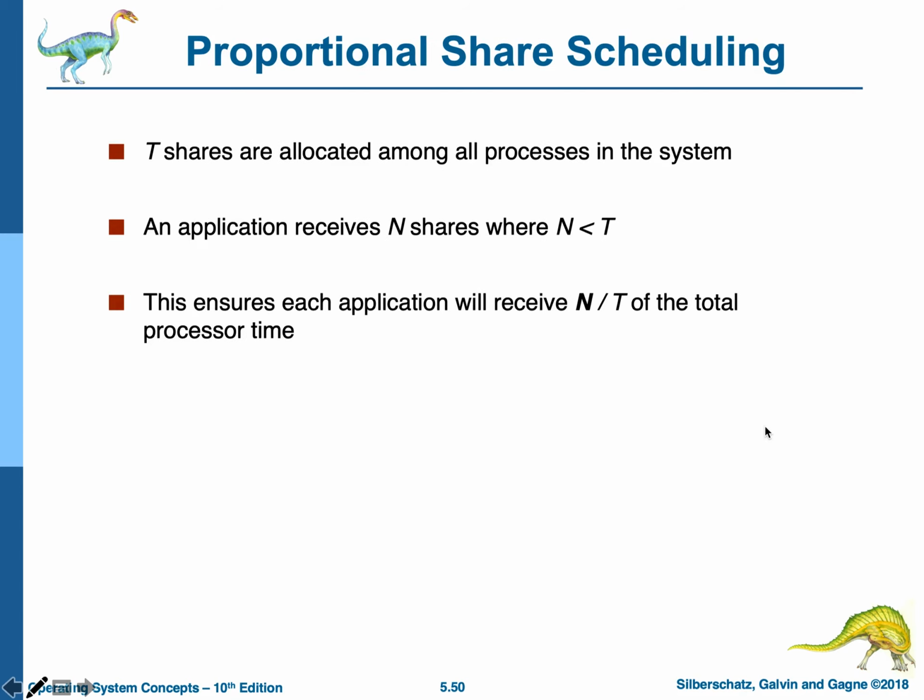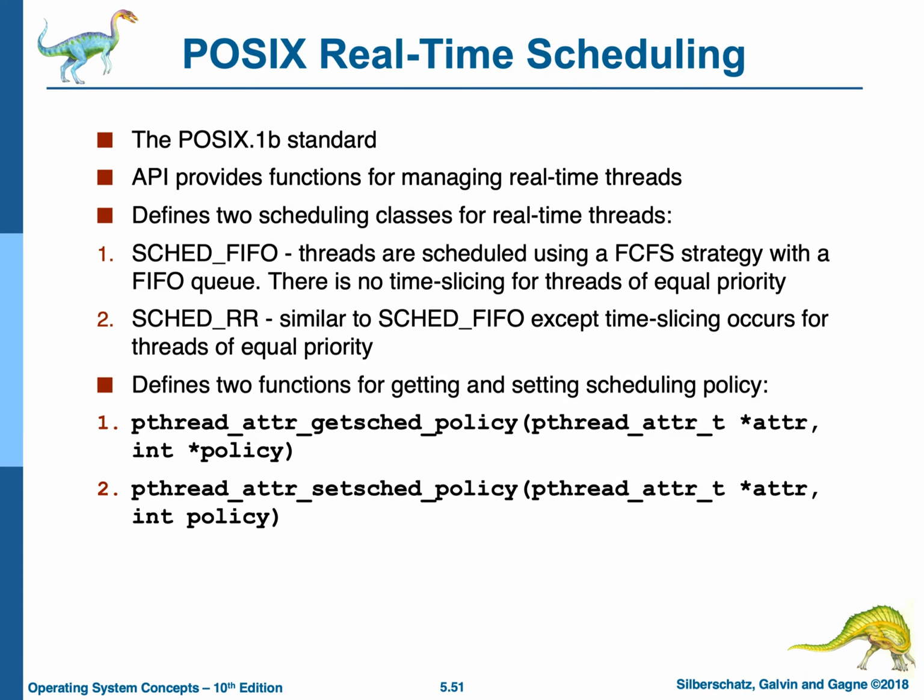Okay, also we have shares: if there are T shares allocated among all the processes in the system, then an application receives n shares where n is less than 1. It means that it is satisfactory. Okay, now we have some examples.